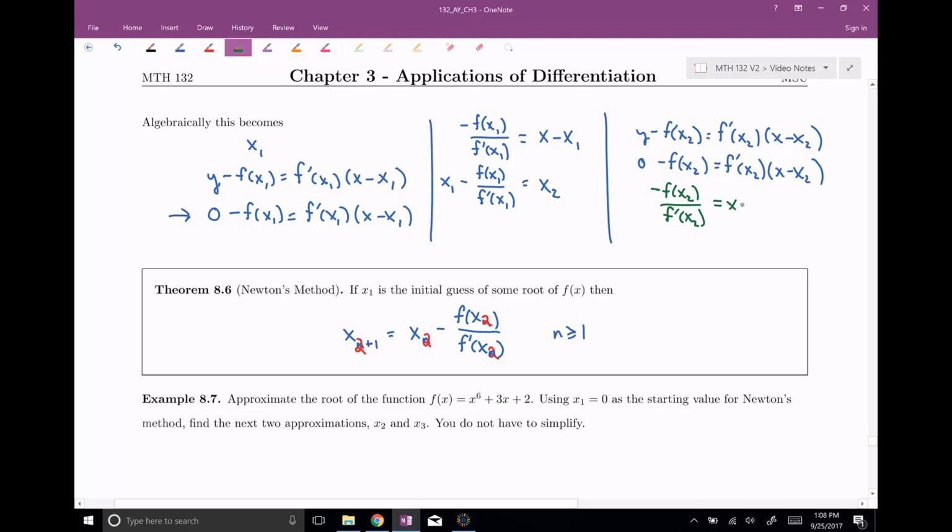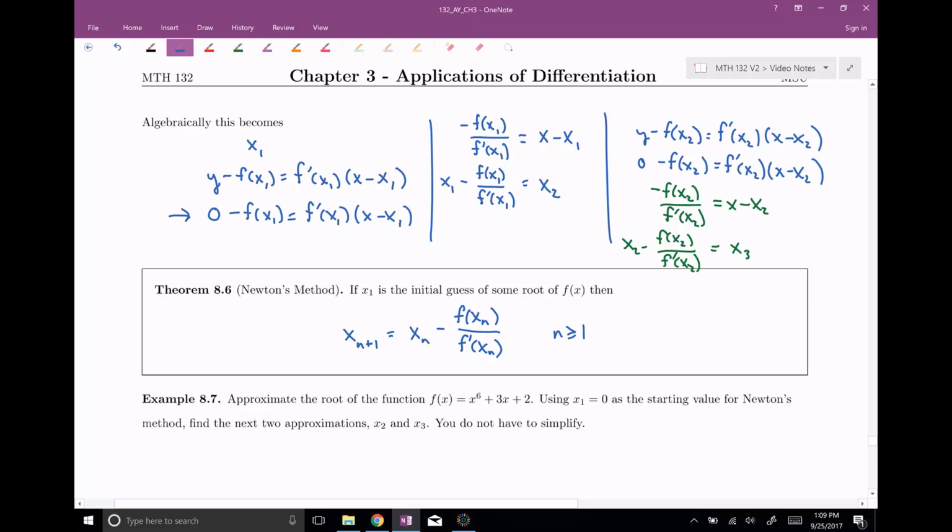That's equal to x minus x sub 2. So we get x is equal to x sub 2 minus f of x sub 2 divided by f prime of x sub 2. That would be our third guess. Notice that this formula exactly matches what we have right here, right? Our third guess is going to be given by x sub 2 minus, and exactly it follows this. So whatever your previous guess was, this x sub n, you can use that to figure out your next guess.